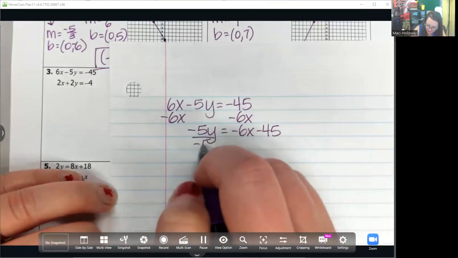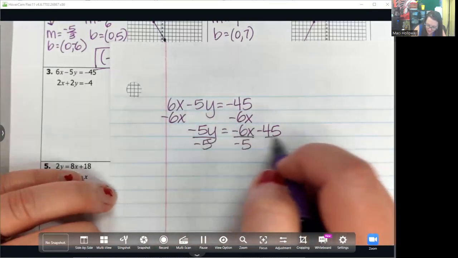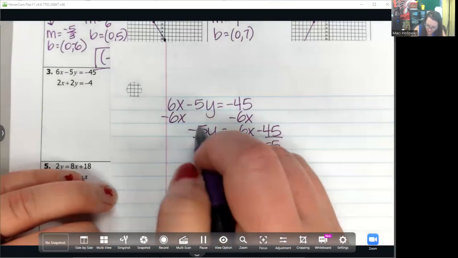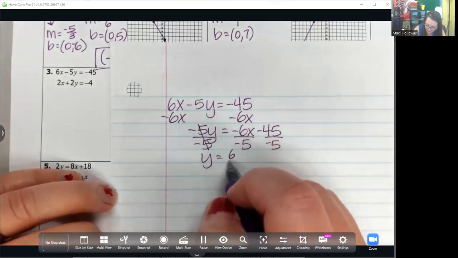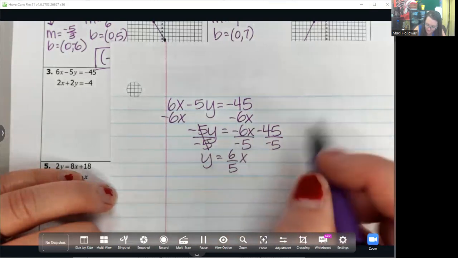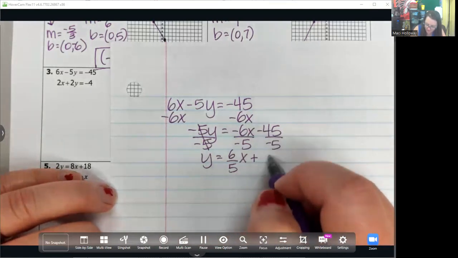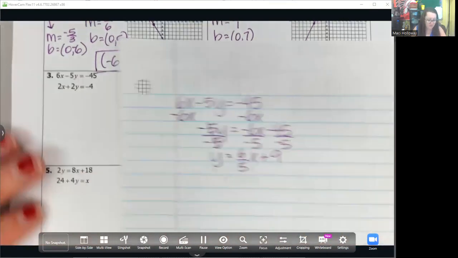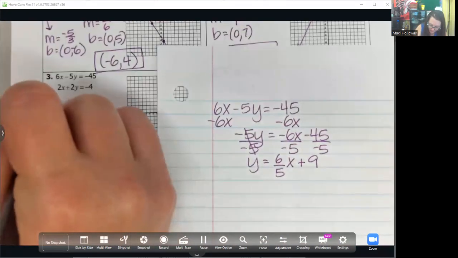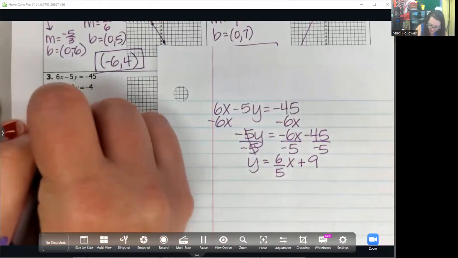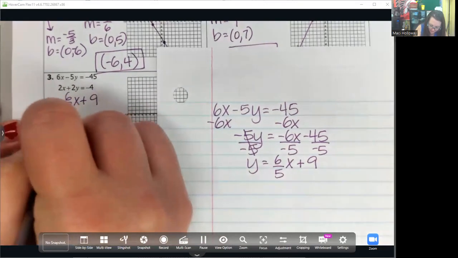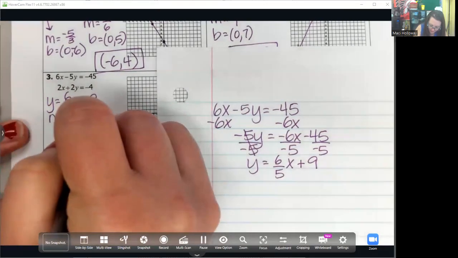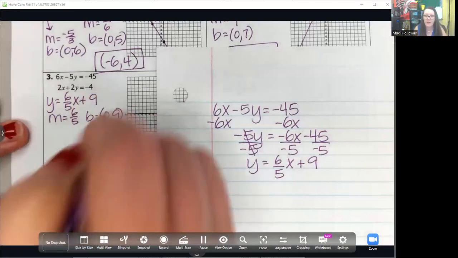And then divide by negative 5. So when you divide by that negative, you have positive here, because negative divided by negative is a positive 6 over 5x. Negative divided by negative is a positive 9. So I'm going to rewrite this as y equals 6/5 x plus 9, where my slope is 6 over 5, and my y-intercept is 0, 9.